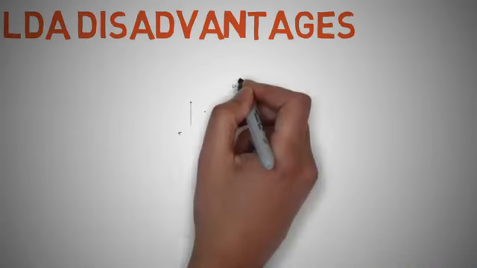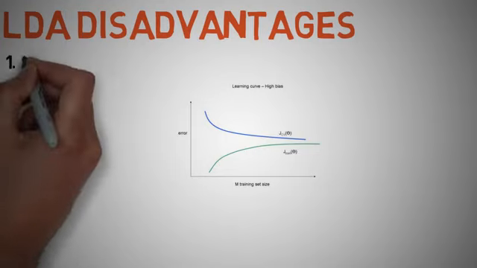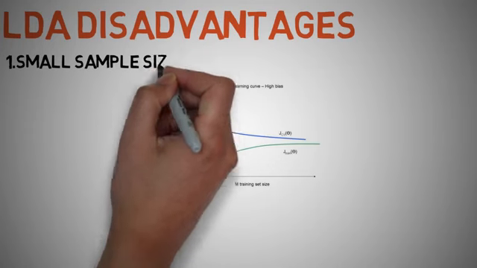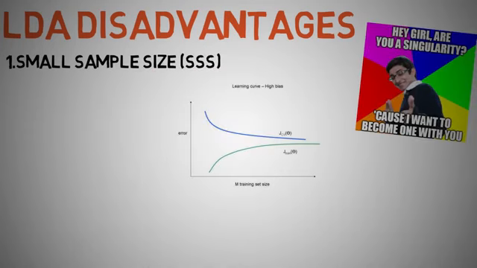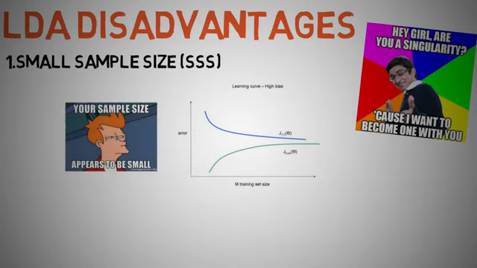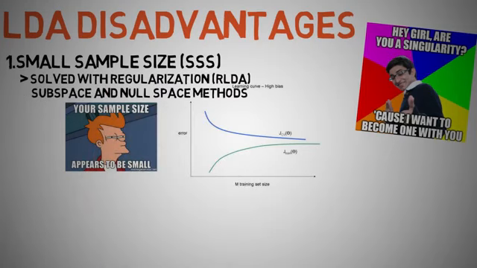Although LDA is one of the most common data reduction techniques, it suffers from two main problems. One, the small sample size, or SSS, singularity problem, or the undersample problem, is one of the biggest problems of LDA. This problem results from high-dimensional pattern classification tasks or a low number of training samples available for each class compared with the dimensionality of the sample space. This can possibly be solved with regularization, or RLDA, or subspace and null space methods.